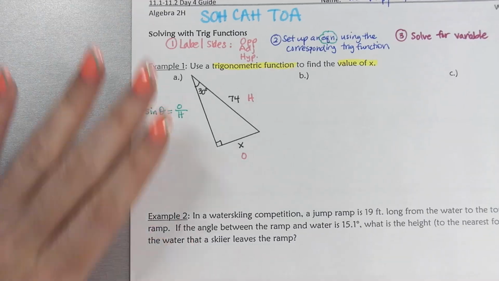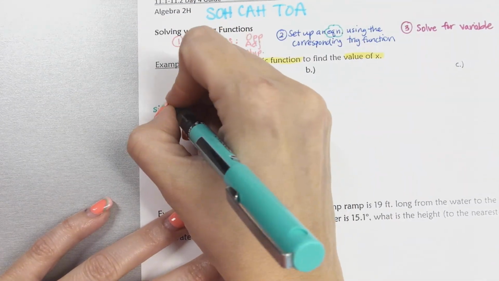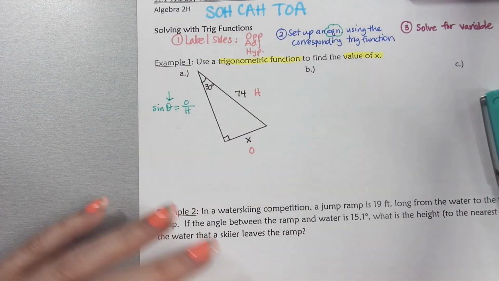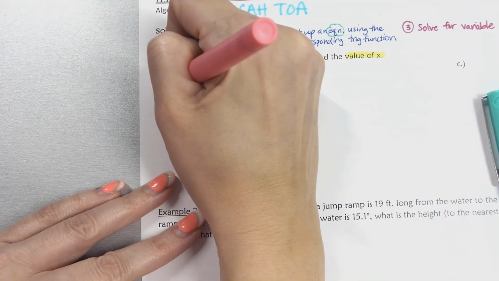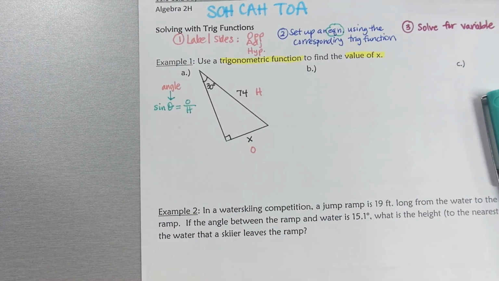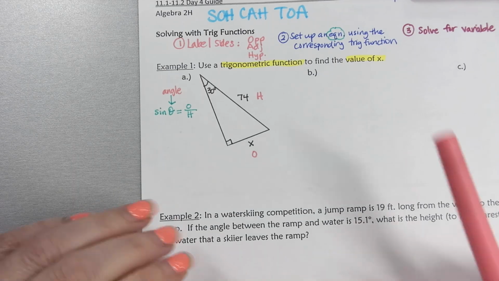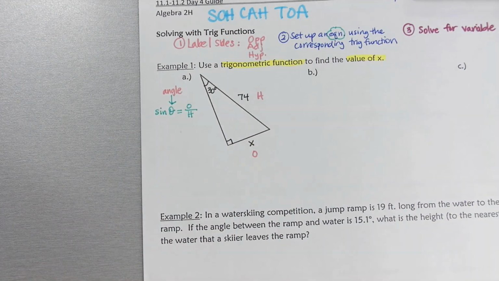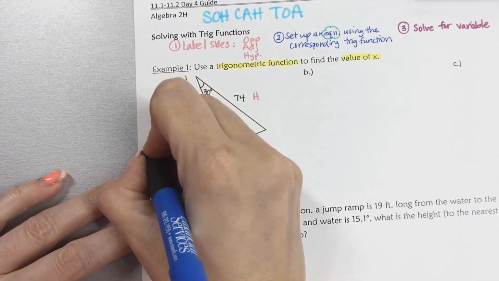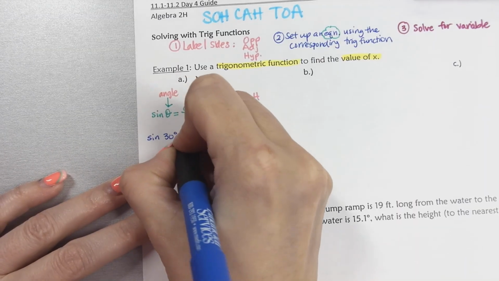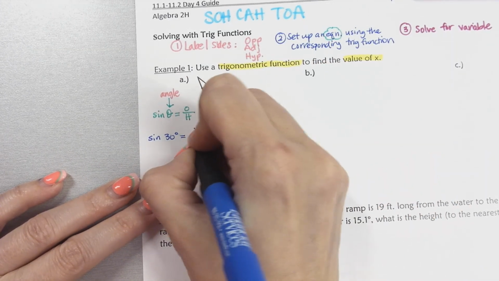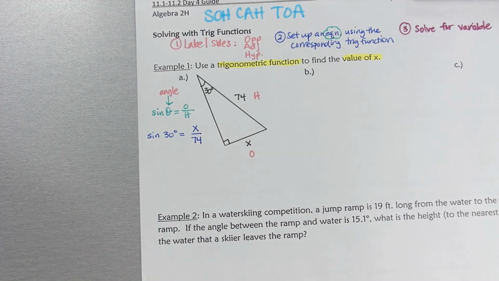Remember, this theta symbol just means that's your angle. That's your symbol for the angle. So we're going to be plugging that in today. From our angle, 30 degrees, we have the sine of 30 degrees equals x over 74. This is something that you did in geometry. You had to solve for x. Do we remember how to solve an equation like that? Yep, just multiply both sides by 74.